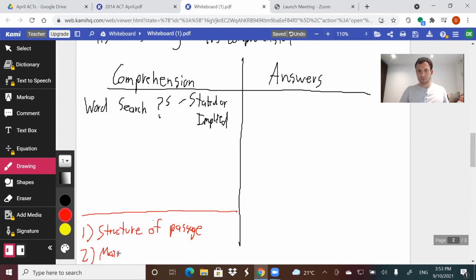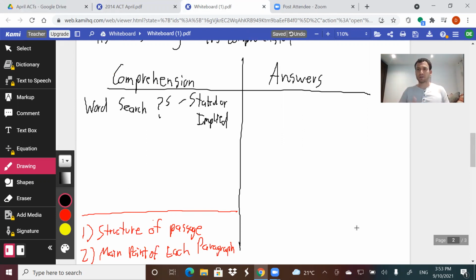Main point of each paragraph. Think of it this way, and I'll get back to the types of questions in just a second. You're having a conversation with the author. The author can't answer your questions in real time. The dialogue is really only one way. The author knows something and wants to share it with you.